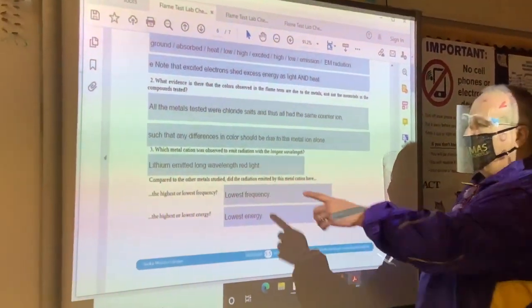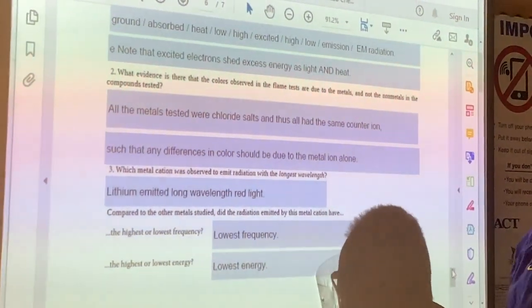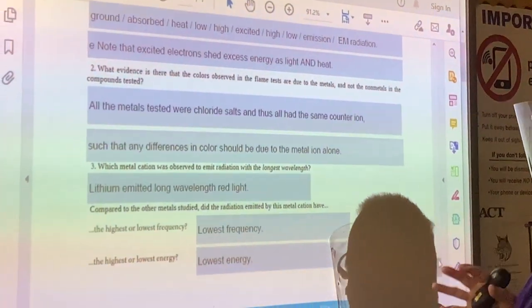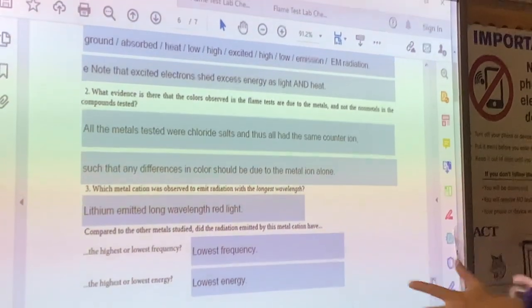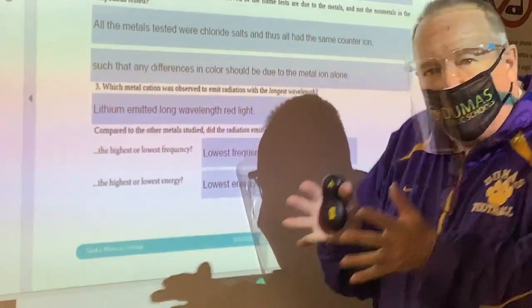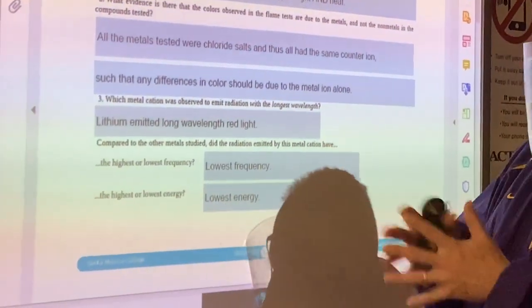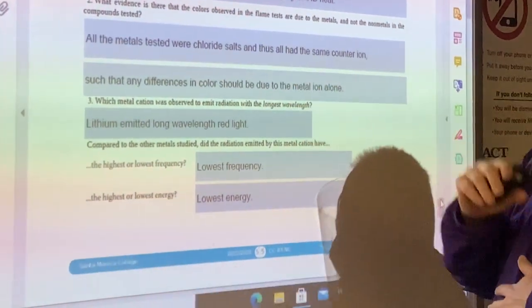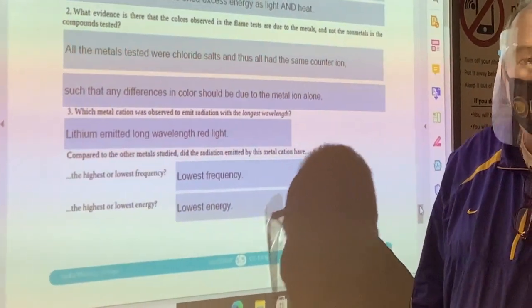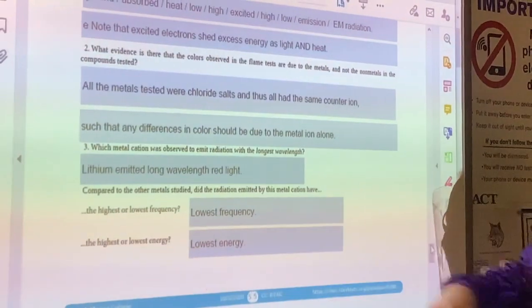And I said, which metal ion was observed to emit radiation with the longest wavelength? I tried to talk to you about this. Lithium, with that beautiful red light, had the longest wavelength light. You can see that in the table. And because it had the longest wavelength, it also had the lowest frequency. Because if you have a big wavelength, you need a small frequency because they're inversely proportional. And if you have a low frequency, you can have a low energy because of Planck's equation. You multiply by the frequency, the lower your frequency, the lower your energy.